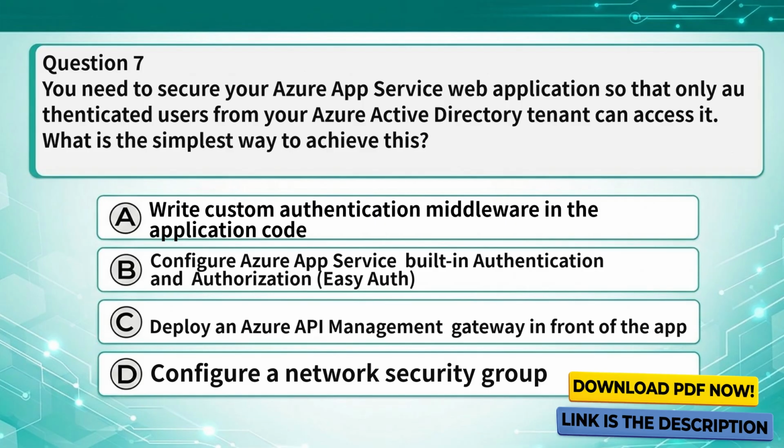A. Write custom authentication middleware in the application code. B. Configure Azure App Service built-in authentication and authorization, EasyAuth. C. Deploy an Azure API Management gateway in front of the app. D. Configure a network security group.